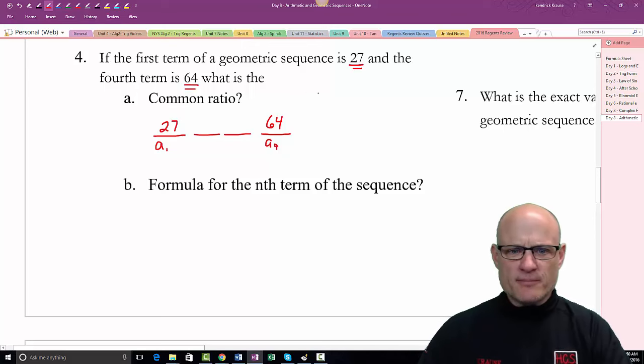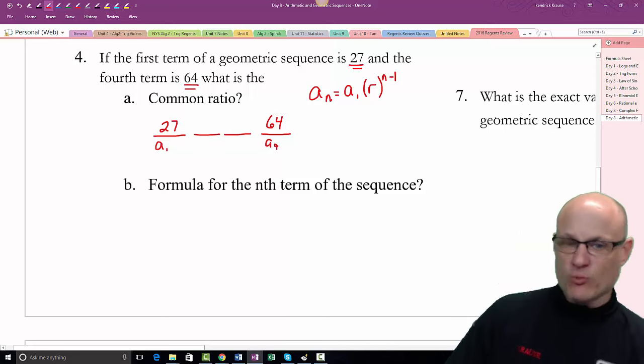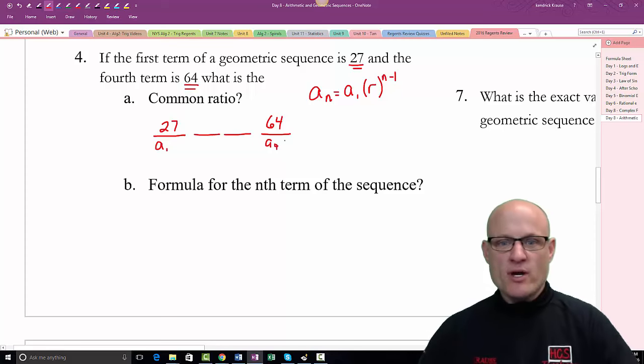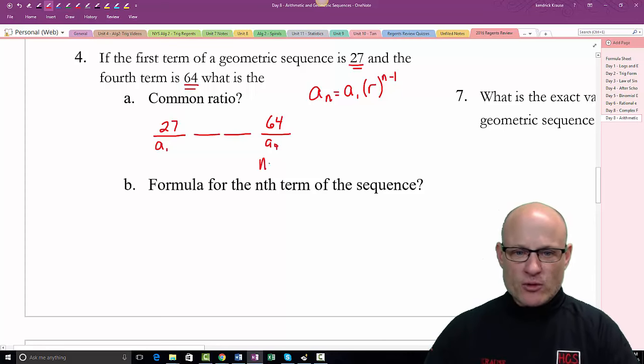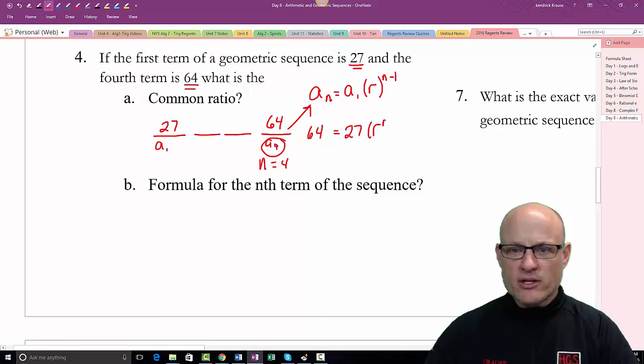So the formula would be a sub n equals a sub 1 times r to the n minus 1. I don't know what that ratio is. This is actually a rather tricky question. Well, we're going to say n equals 4. So a sub 4 is 64 equals 27 r to the n minus 1.